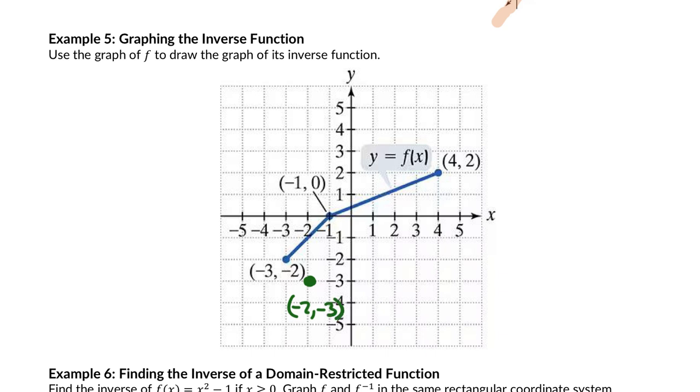That middle point occurs at -1, 0. Where does it appear on the inverse? 0, -1. So here's 0, -1. Then we have 4, 2. Where do I put that dot for my inverse? 2, 4. And then I can play connect the dots. So we'd have a graph that looks like this.